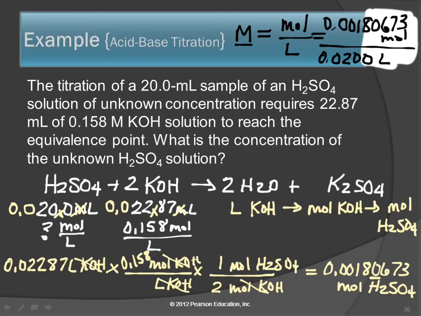And I come up with a concentration of 0.09. Now I'm going to round to 3 sig figs. 0.0903 molar. That is the concentration of the sulfuric acid.